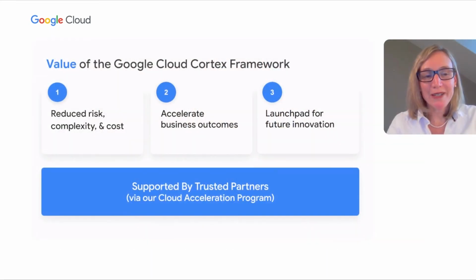Thank you, Danielle. So let's wrap up today's session and talk about some of the highlights and value of the Google Cloud Cortex framework. Number one, we're able to help you reduce risk, complexity, and cost with our pre-delivered content. Number two, that provides unique value to accelerate business outcomes. Why? We're able to help you get there faster and sooner and with less cost and risk.